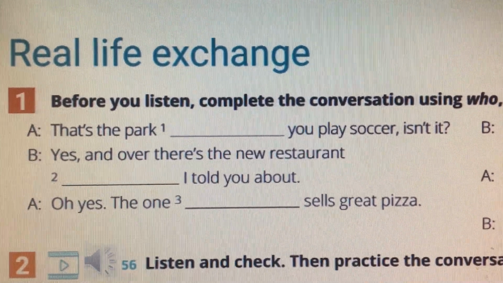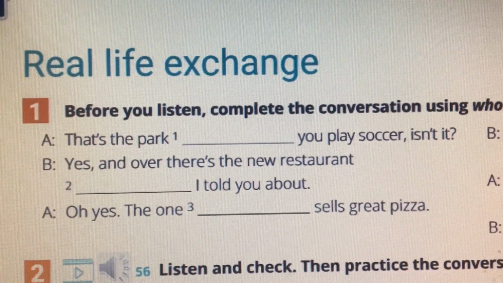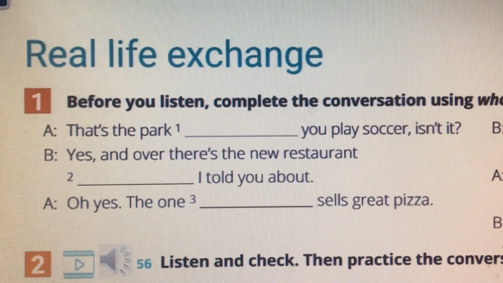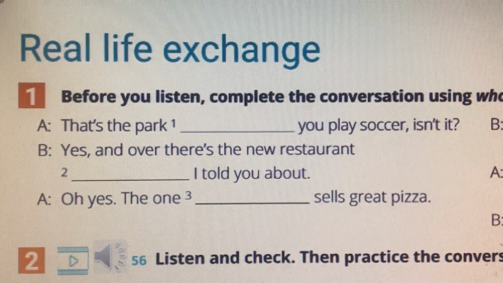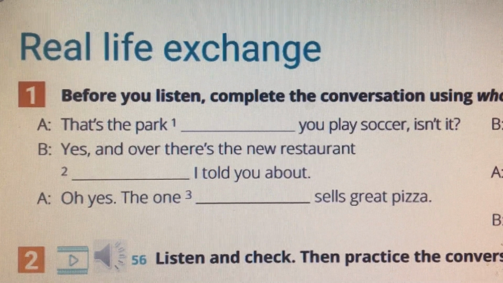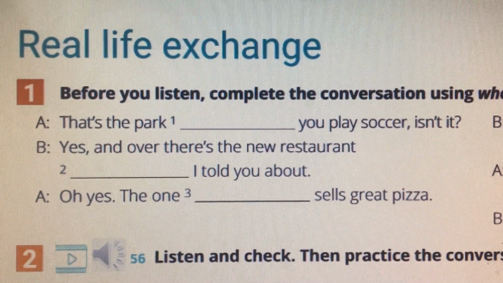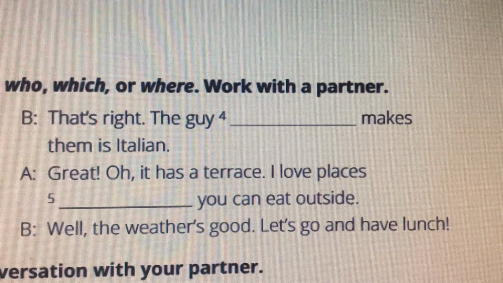Unit 7, page 45, real life exchange. That's the park where you play soccer, isn't it? Yes, and over there is the new restaurant which I told you about. Oh, yes, the one which sells great pizza. That's right. The guy who makes them is Italian. Great. Oh, it has a terrace. I love places where you can eat outside. Well, the weather's good. Let's go and have lunch.